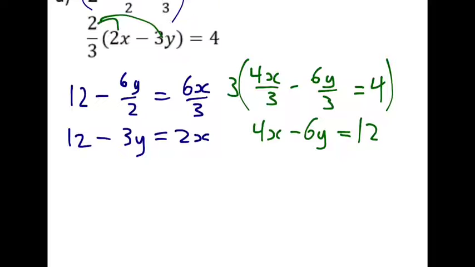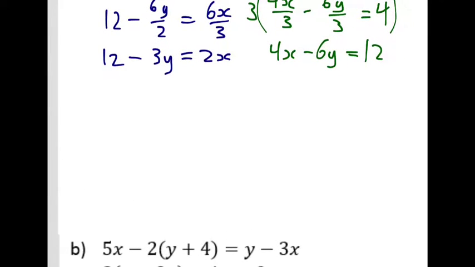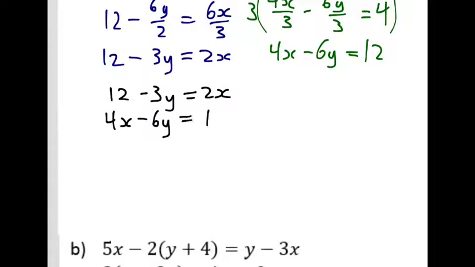Okay? So I've got 2 new equations that I'm going to use elimination on. You with me? So I'm going to stack one on top of the other. How much space do I have? I'll switch to black now. So 12 minus 3y equals 2x. 4x minus 6y equals 12.